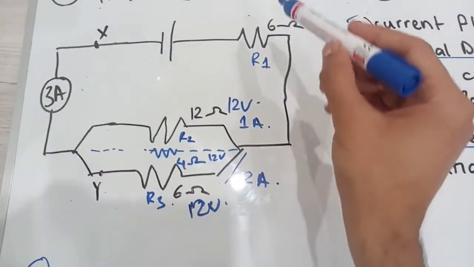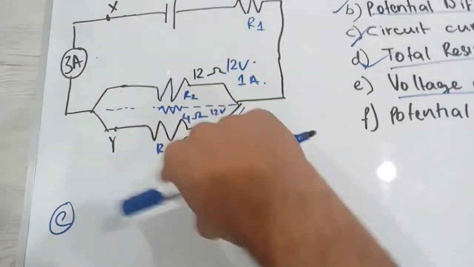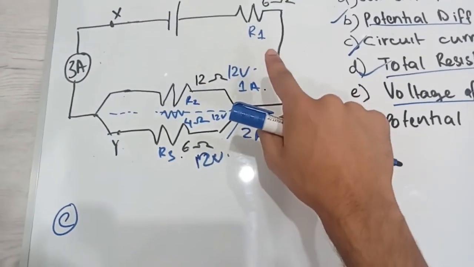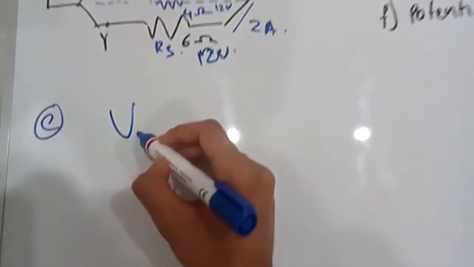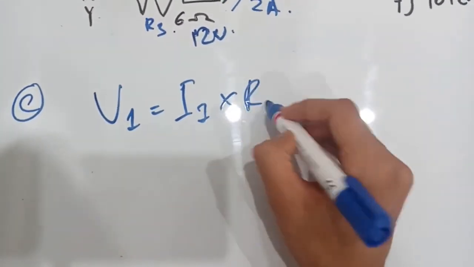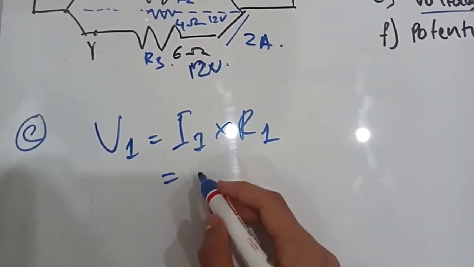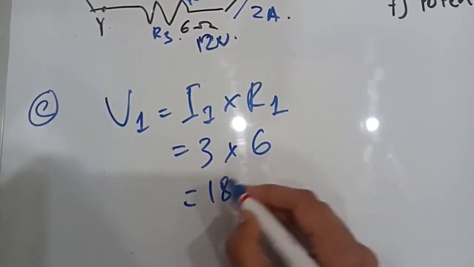So first we need to find the voltage across here, and then find the total voltage across here, and then we add those to get the voltage of the power source. Okay, so resistor 1, 6 ohms with 3 amps. So voltage 1 equals current 1 multiplied by resistance 1. So our current 1 is 3 amps multiplied by 6 ohms, which is 18 volts.